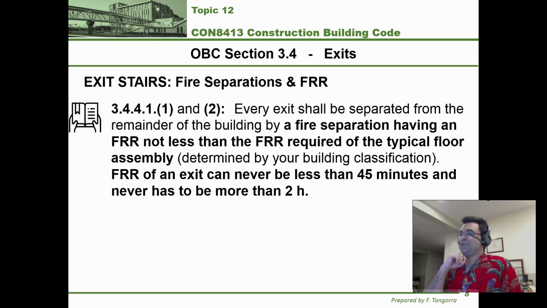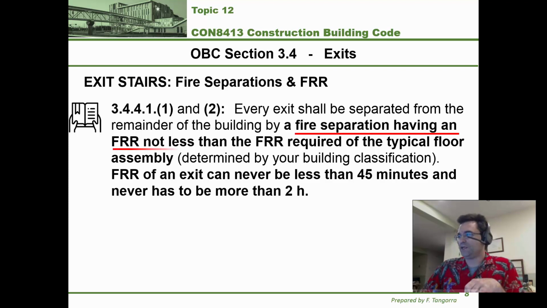Okay, so let's start off first of all with exit stairs and fire separations and fire resistance ratings of exit stairs and what the building code says. So under sentences 1 and 2 of Article 3.4.4.1, every exit shall be separated from the remainder of a building with a fire separation of an FRR not less than the floor. And in addition to that, the FRR for that exit cannot be less than 45 minutes and doesn't have to be more than 2 hours.